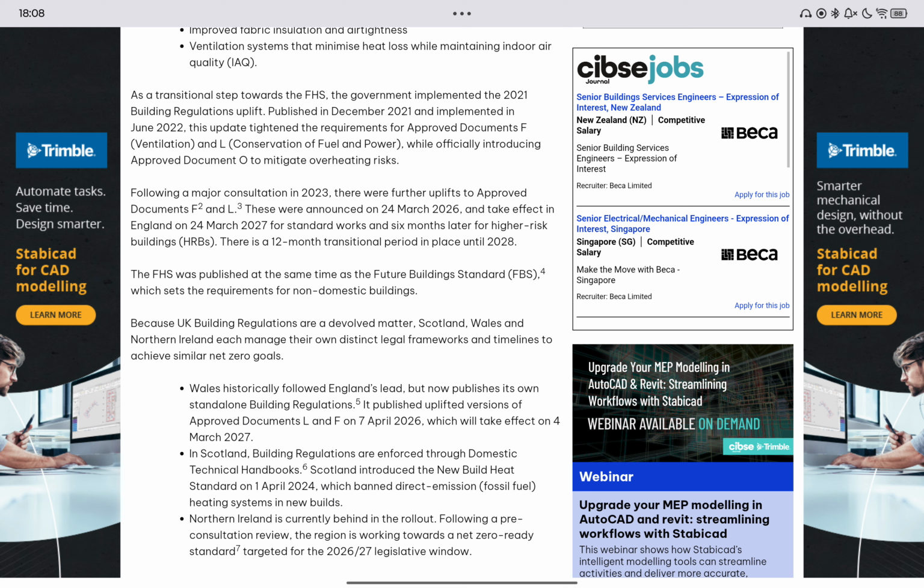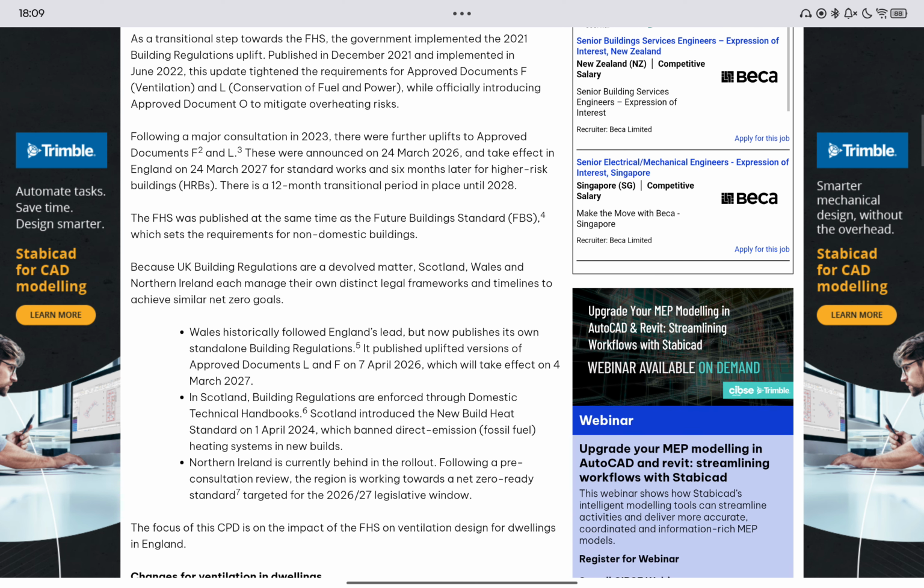Following a major consultation in 2023, there were further uplifts to approved documents F and L. These were announced on the 24th of March 2026 and take effect in England on the 24th of March 2027 for standard works and 6 months later for higher risk buildings, or HRBs. There is a 12-month transitional period in place until 2028.